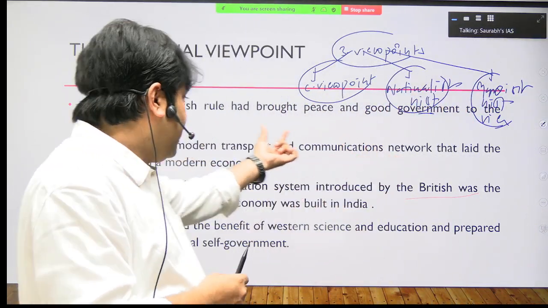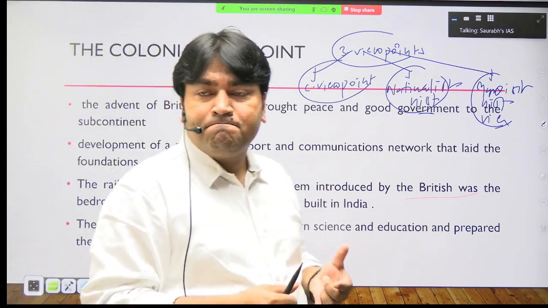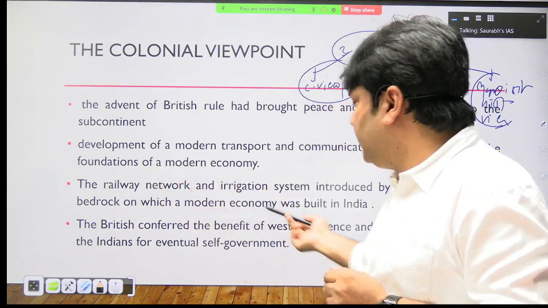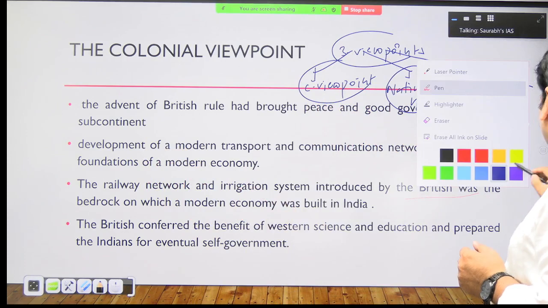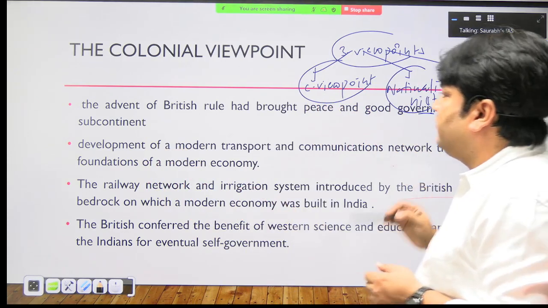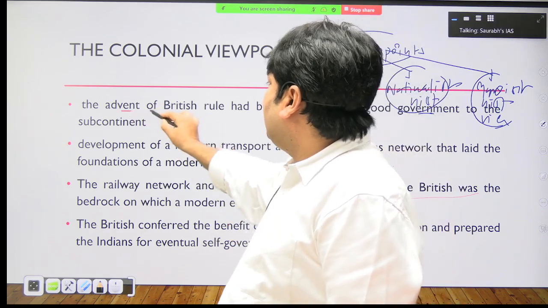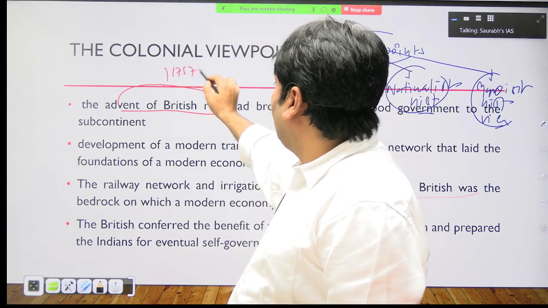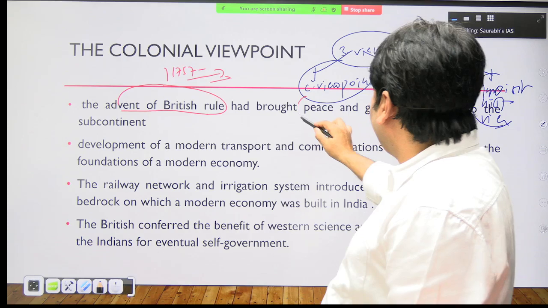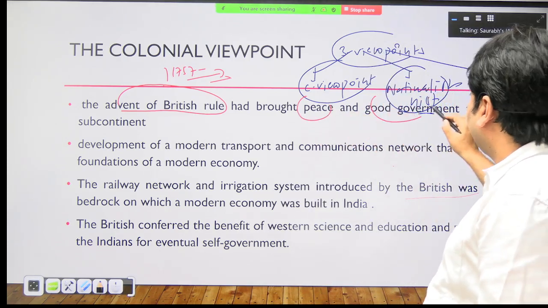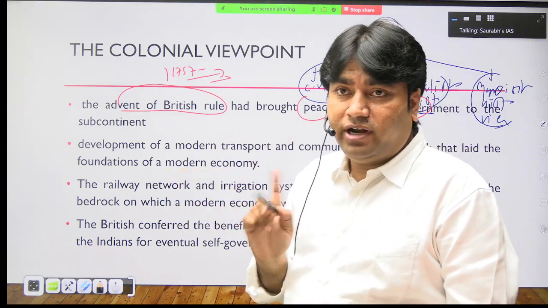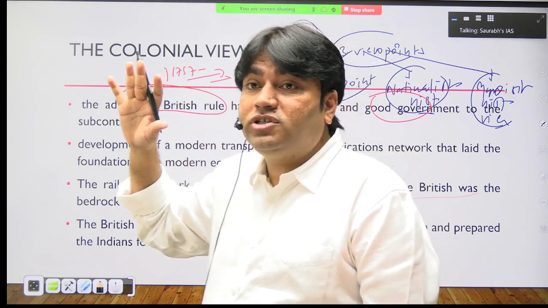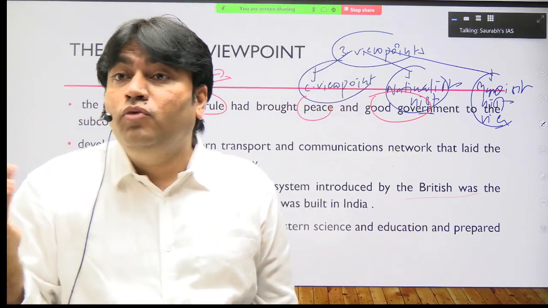So the first perspective is what? Colonial viewpoint. And what is the colonial viewpoint? In more simple terms, what is the first sentence that is written here? The first sentence is: the advent of British rule, it means 1757 onwards, had brought peace, had brought good governance to the Indian subcontinent. It is the colonial viewpoint that British rule in India was like a boon for the Indians.